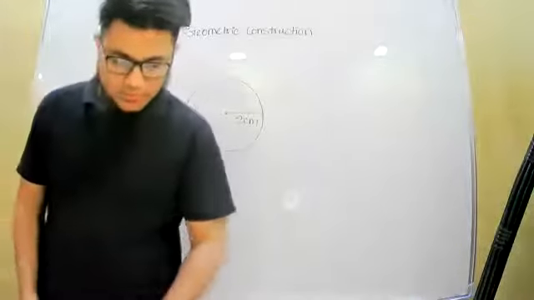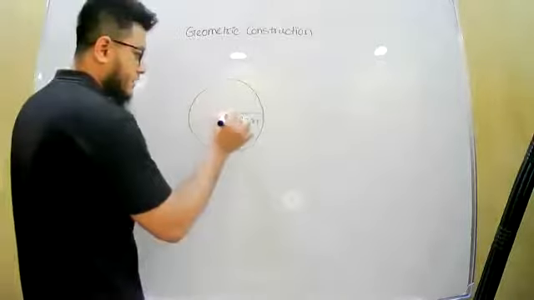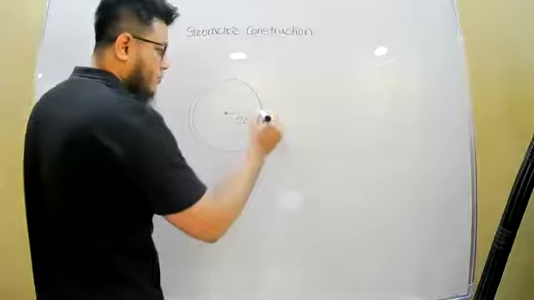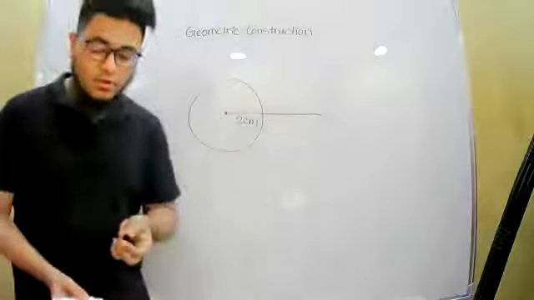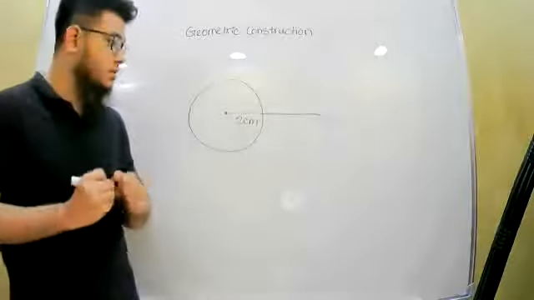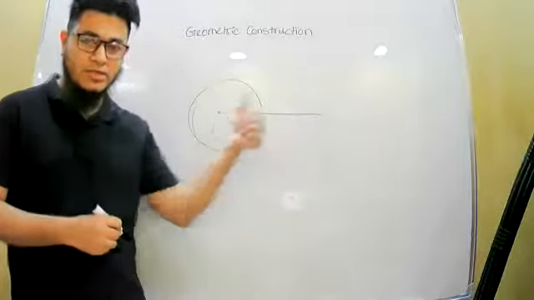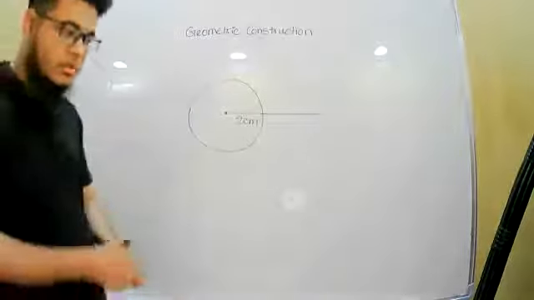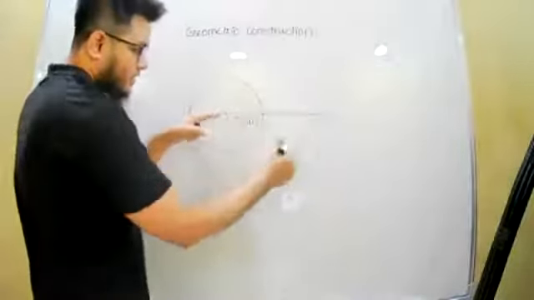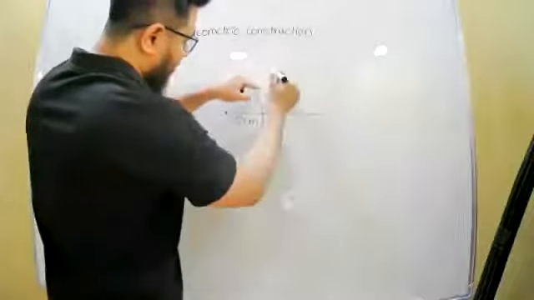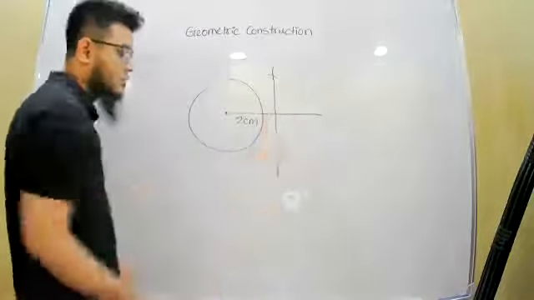Okay, no problem. Very simple actually. You have to join these 2 points, the center of the circle and the point from which you want to draw the tangents. Then you have to draw the perpendicular bisector. Our target is to find the middle point of this line. So how can I find the middle point? Take this one as center, draw one arc here and another arc here. Then again take this one as the center, draw one arc here and another arc here. If you join them, you will find the middle point of this straight line.